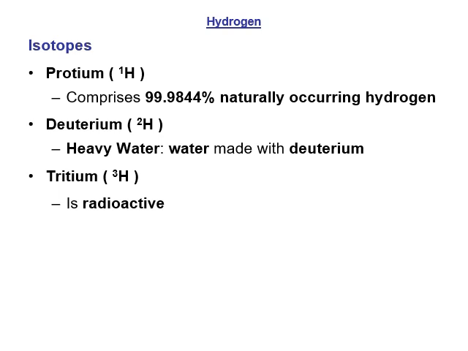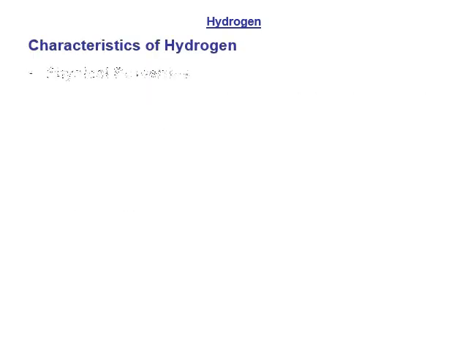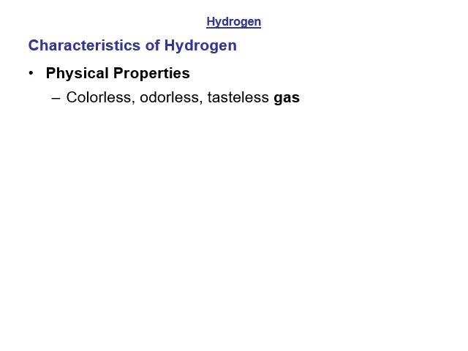If we look at the physical properties of hydrogen, it is a colorless, odorless, tasteless gas. It is lighter than air. That's why it can be used to float things. In class, I mentioned the Hindenburg, the dirigibles, the Zeppelins, the blimps. Those originally had hydrogen gas in them. Now they use helium, but back in the day they used hydrogen.